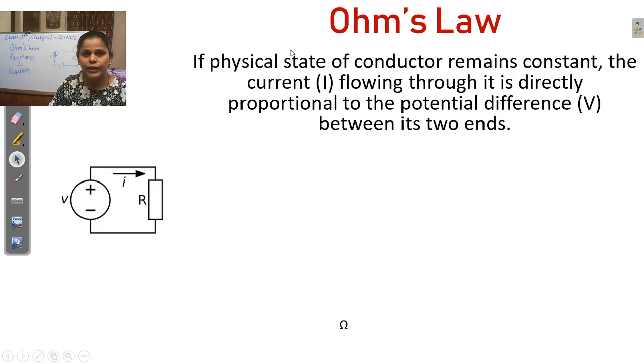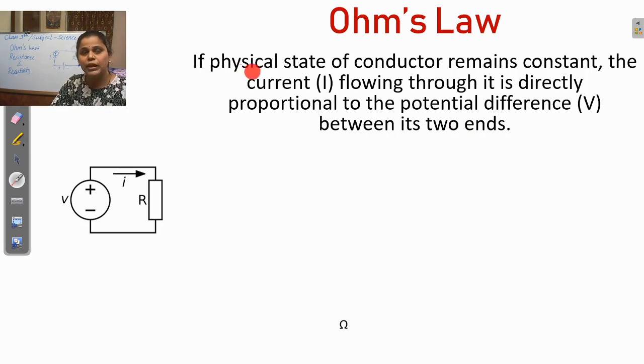If the physical state of any conductor remains constant, physical state means solid, liquid or gases, at that time the current flowing through the conductor, let's see here, this conductor is AB, current flowing through the conductor, denoted by I, is directly proportional to the potential difference, that is V, between its two ends.